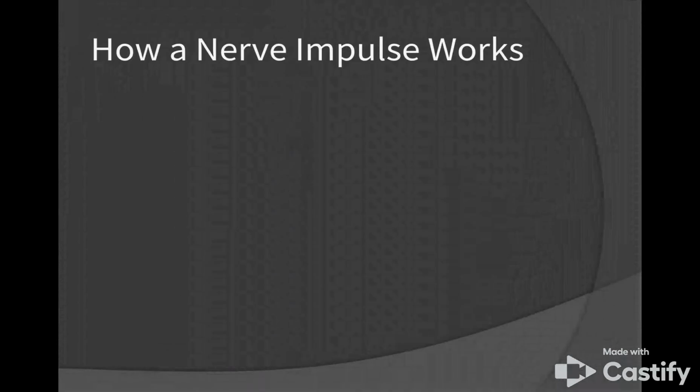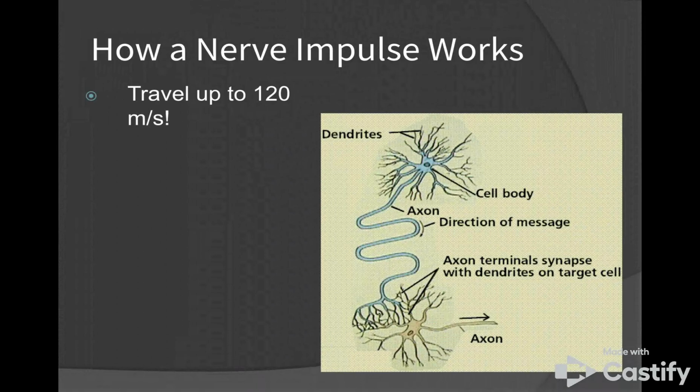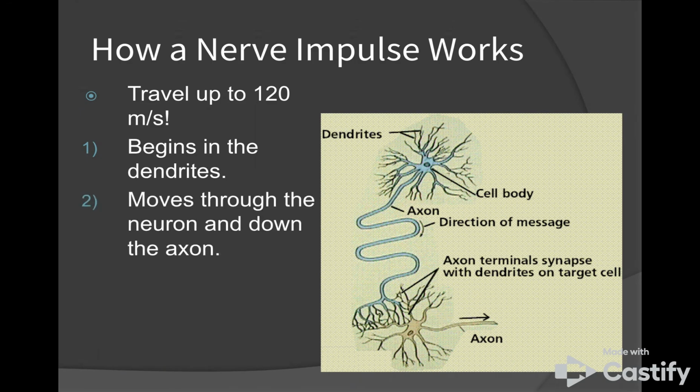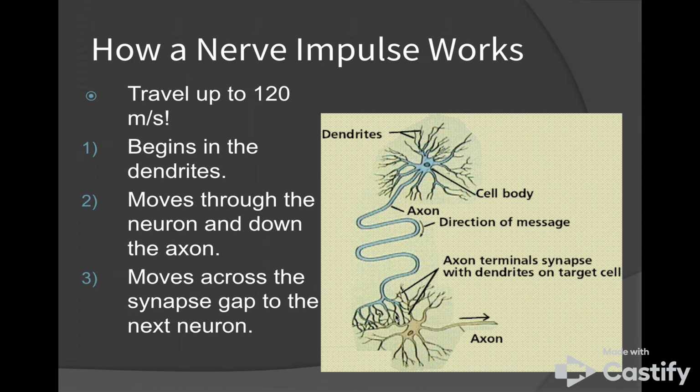So how does a nerve impulse actually work? Well, it's pretty cool because they can move really, really fast, and your reactions can be really fast too, up to 120 meters per second. It begins in the dendrites up here where it takes in the nerve impulse. A nerve impulse is basically from one nerve cell to another. It moves through the neuron and down the axon, where it moves across the little gap called a synapse to the next neuron.